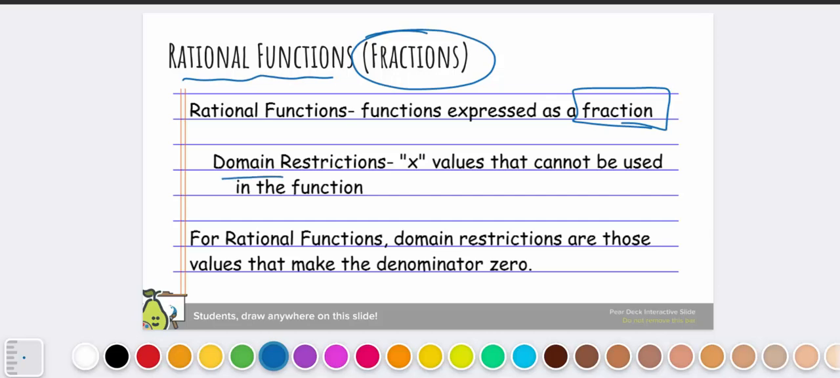Other things, domain restriction. Remember, domain is the x values. And if you have a fraction, that means we can't divide by 0. So what would make it equal to 0 is what we're looking for. And that's what we have, just kind of textbook at the bottom. For rational functions, domain restrictions are those values that make the denominator 0. So that's what we're trying to find out.